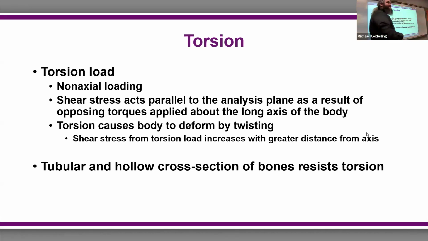Twisting. This is not very strong at resisting shear forces, so it twists. And the shear stress from torsion load increases with greater distance from the axis. The tubular, hollow cross-section of bones helps resist torsion because it's strongest around the outside where the load is.